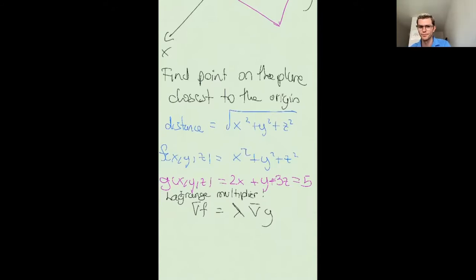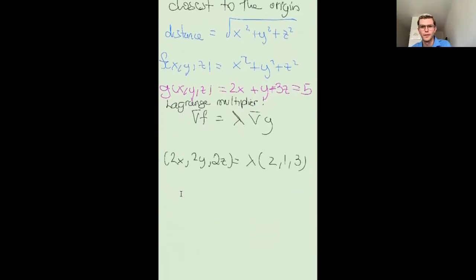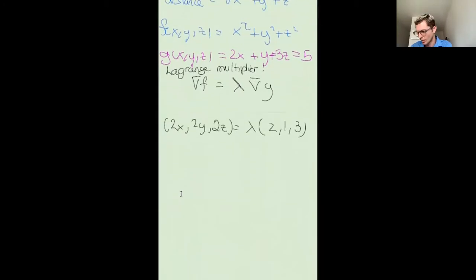Okay. So what's the gradient of f? That's 2x, 2y, 2z, right? What's the gradient of g? That's 2, 1, 3, right? So that means that 2x equals 2 lambda. That means that 2y equals lambda and 2z equals 3 lambda. Is that okay with everyone?